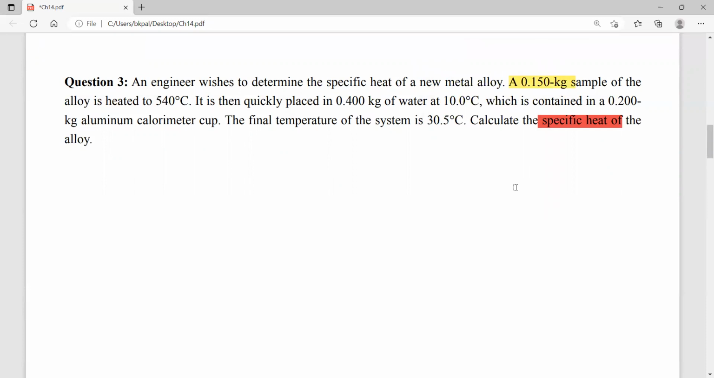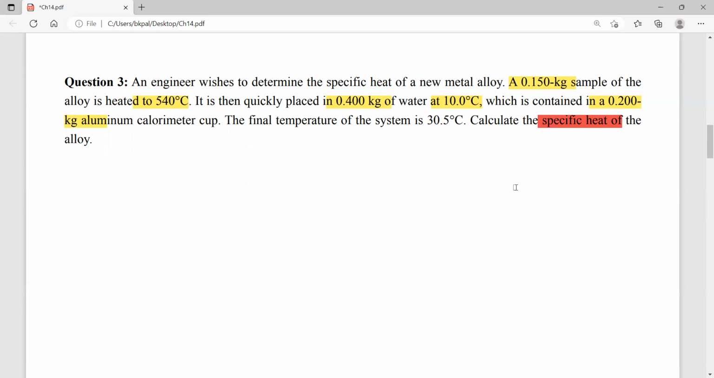the sample's mass, the sample's initial temperature, and then it says that this sample is quickly placed in 0.4 kilogram of water, and water's initial temperature is also given, which is contained in an aluminum cup whose mass is 0.2 kilogram.